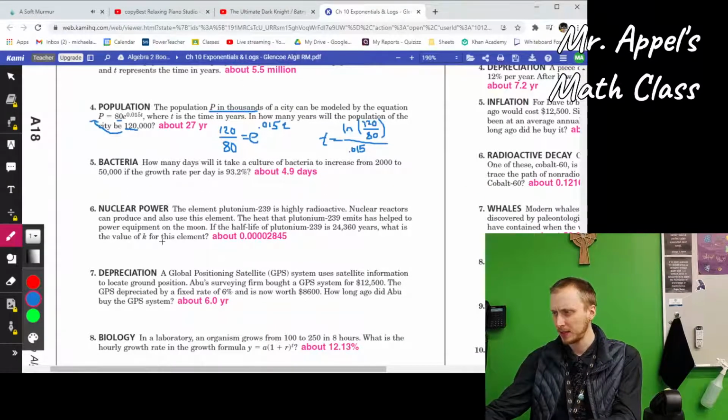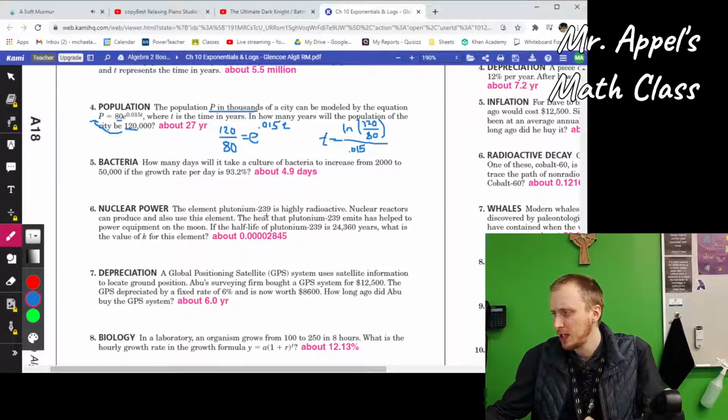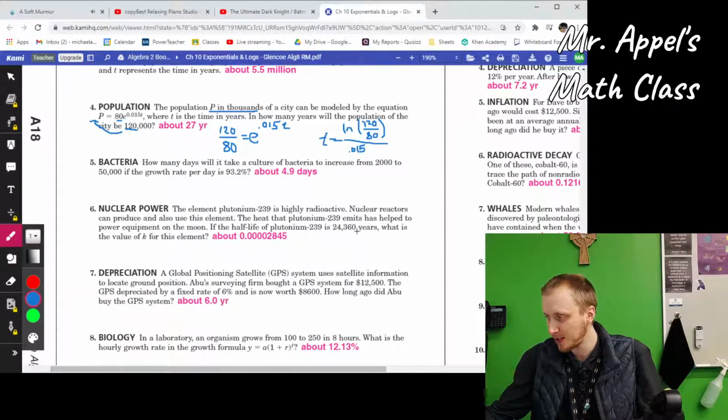Number 6, the element plutonium-239 is highly radioactive. No touchy. Nuclear reactors can produce and also use this element. The heat that plutonium-239 emits also has helped to power equipment on the moon. If the half-life of plutonium-239 is 24,360 years, what is the value of K for this element?